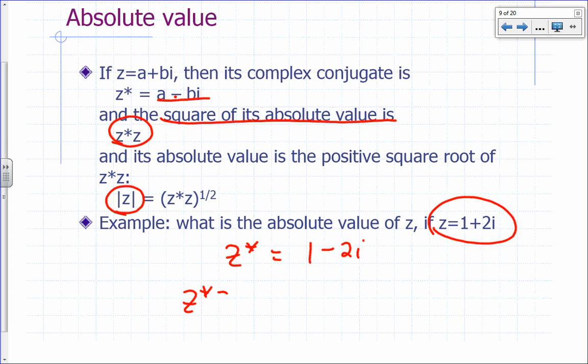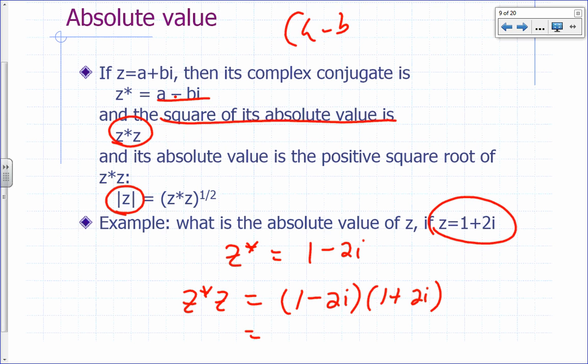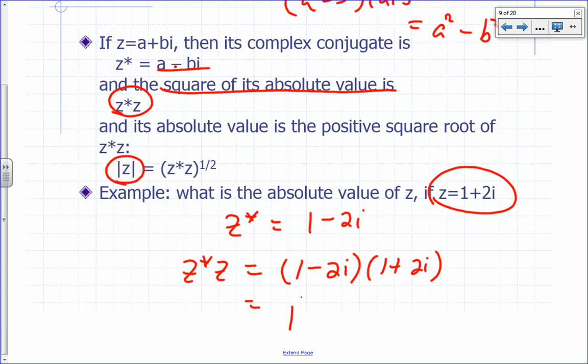So what is z star times z? 1 minus 2i times 1 plus 2i. Sum and difference. What is a minus b times a plus b? a squared minus b squared, right? So here you have 1 squared minus 2i squared, right? Okay, see, this is a minus b. This whole thing is b, okay? a plus b.